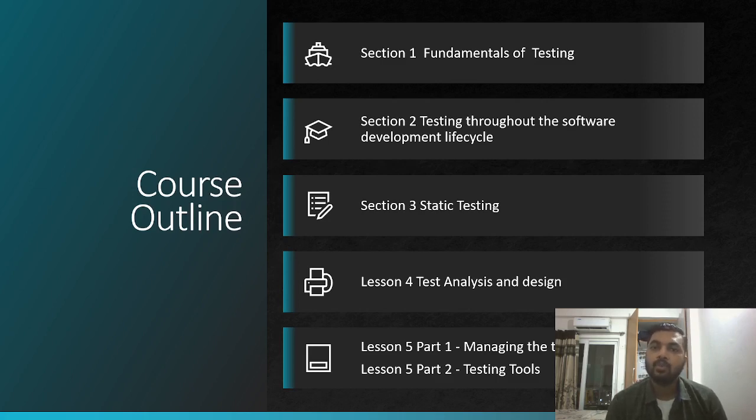And in section 2, I have created testing throughout the software development lifecycle. This will be the area where we go deep into the life cycle of the testing process. Then comes static testing. After that, I have created 3 sections, and the rest 3 will be lessons. Why have these 3 been created as lessons and why have the upper 3 been created as sections?